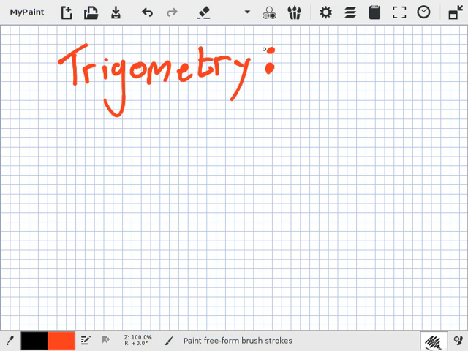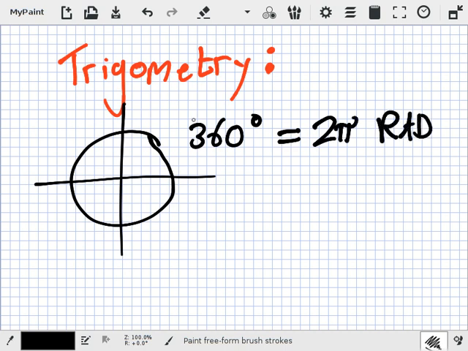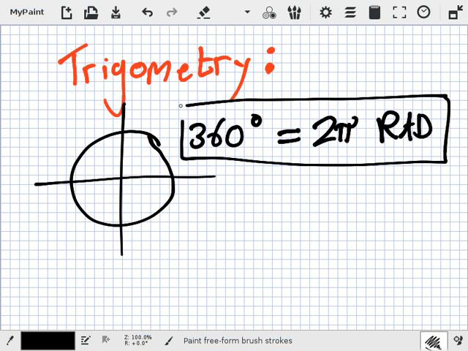So before we start talking about sine, cos and tan, we have to talk a little bit about angles. So, how do we measure angle? Using what unit? Degrees. So this would be 360 degrees. But there is a second unit that we could use to measure angles called radians. And the way it works is that 360 degrees is the same thing as 2 pi radians. So that's our first piece of information.